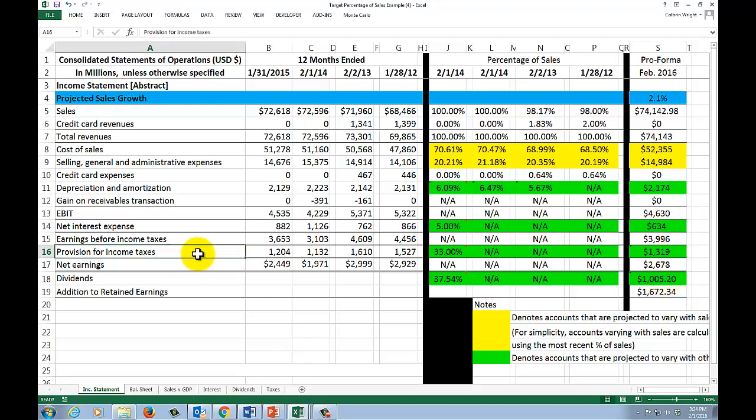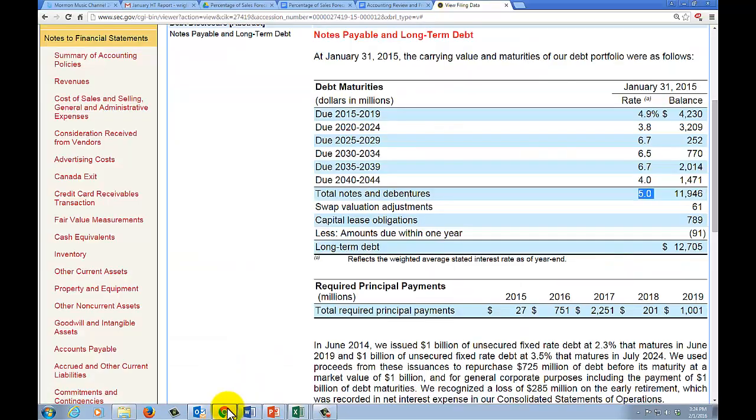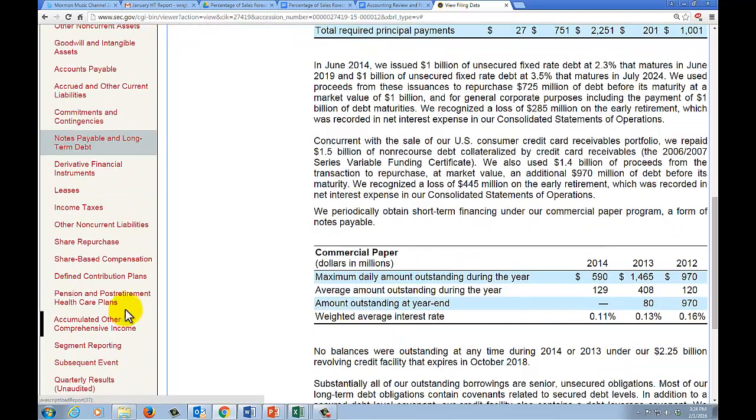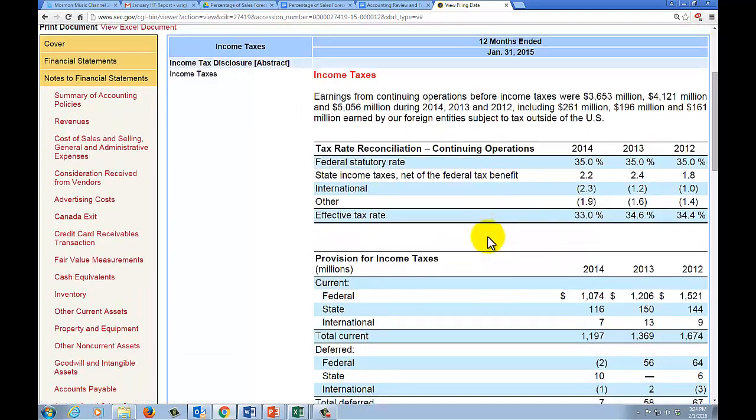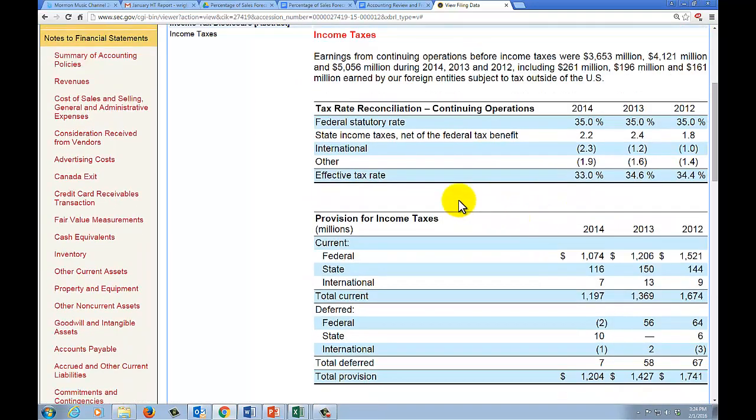Provision for income taxes, I said we were going to just apply a constant rate. Again, if you go back to the footnotes to the financial statements, you can see that all companies have a footnote on income taxes. As I scroll down, you can see that in the most recent year, the effective or the average tax rate was 33%. So I'm going to roll forward with that.